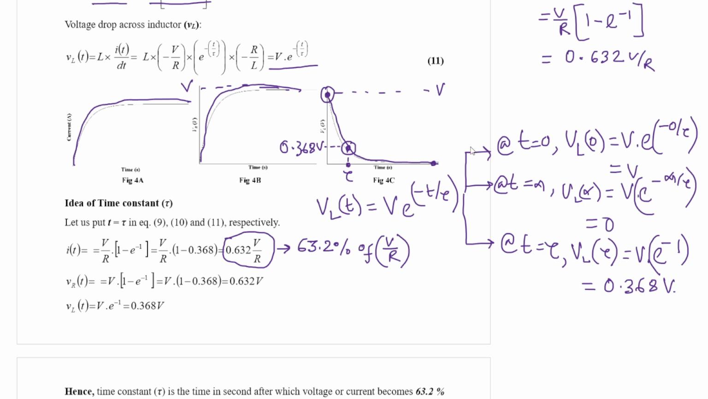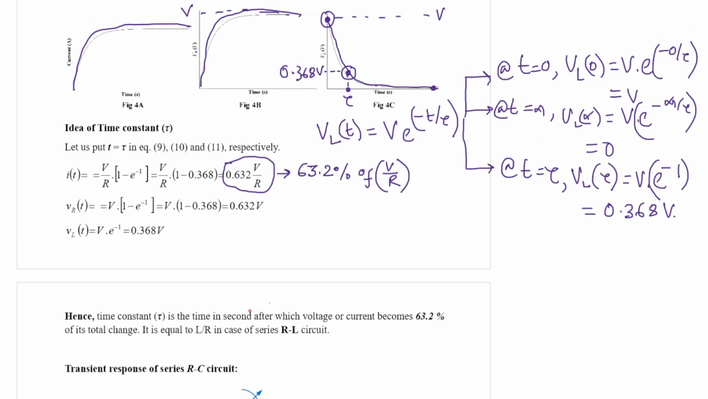Again, if you put t equal to tau in the VR(t) expression, it will give you the same result, 63.2% of V. And for the last expression, if you put t equal to tau, you will get VL(t) equal to 0.368 V, so it will be 36.8% of V.